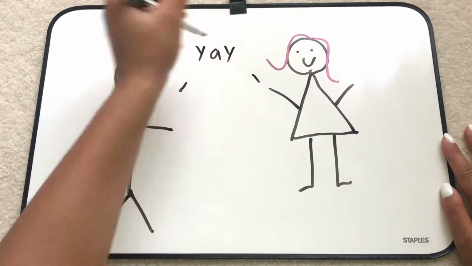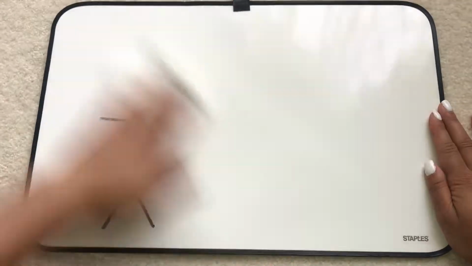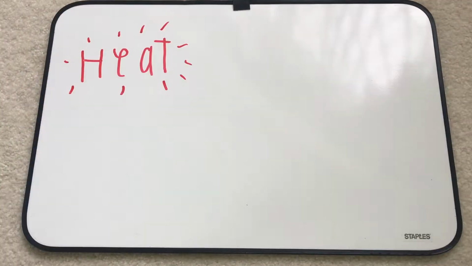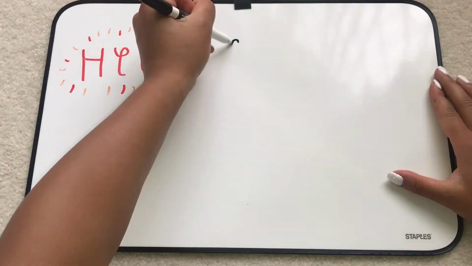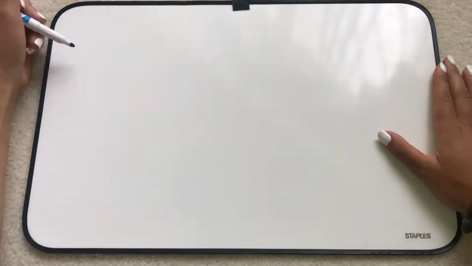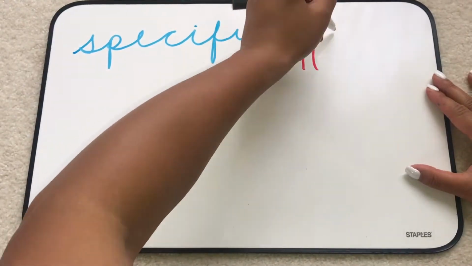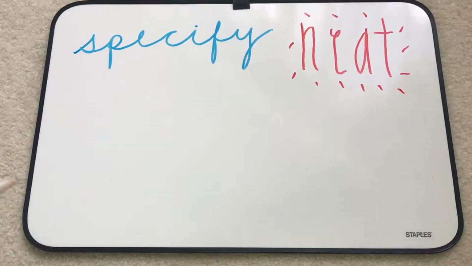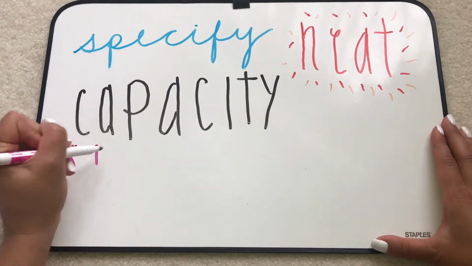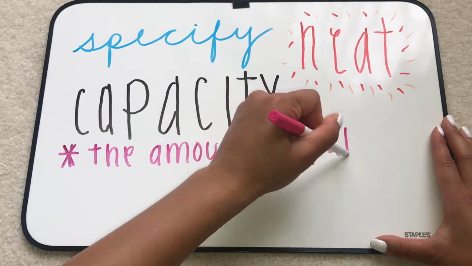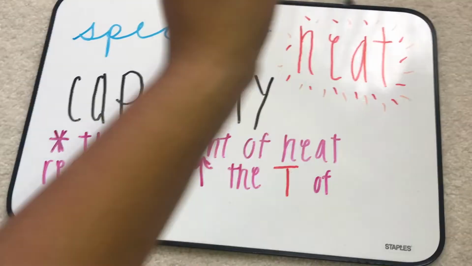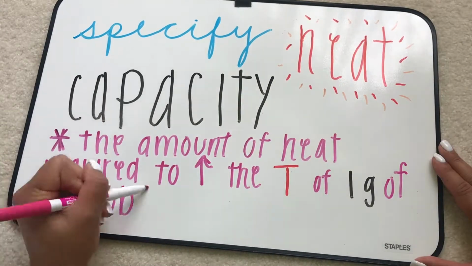Q equals mc delta T. First, let's talk about heat capacity. The heat capacity of a system is the quantity of heat required to change its temperature by 1 degree Celsius. This is different than the specific heat capacity of a substance, which can be used to quantify the relationship between the amount of heat added to a given amount of the substance and the corresponding temperature increase. In other words, the amount of heat required to raise the temperature of 1 gram of substance 1 degree Celsius.